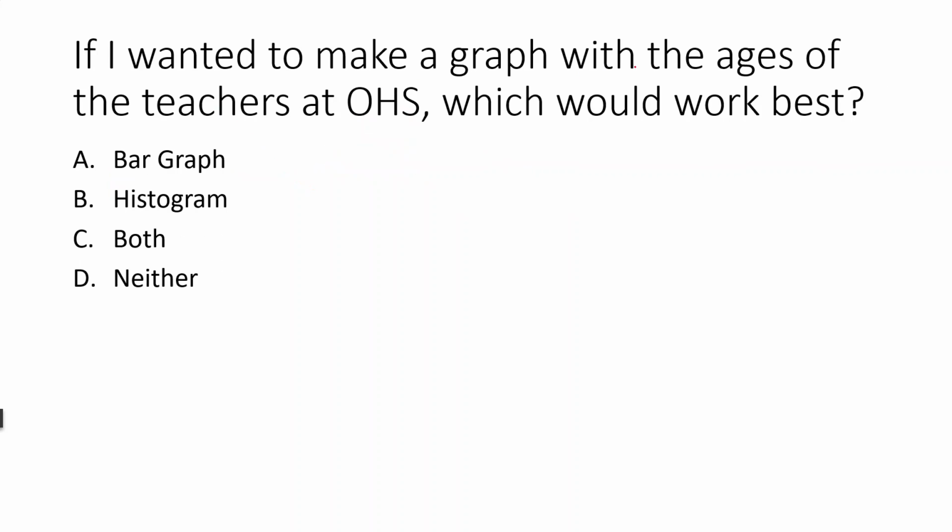All right, now if we wanted to make a graph of the ages of teachers at Oakland High School, which would work best? A bar graph, a histogram, both, or neither? All right, so now we're looking at the ages. That's our variable. That is a number, so we can call that quantitative. So if our variable is a number, we often want to use a histogram there. I mean, we could also use a stem plot. We could also use some other plots. We could use a box plot. We could use a dot plot. But a histogram would be best out of these two.